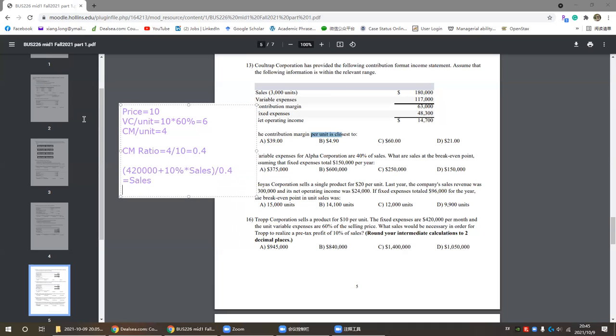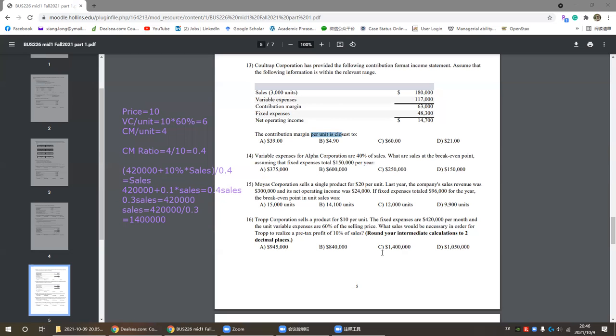So we can move the 0.4 from the left side to the right side. What we have is 420,000 plus 0.1 times sales is equal to 0.4 sales. So 0.3 sales will be equal to 420,000. Sales will be equal to 420,000 divided by 0.3. So the answer will be equal to 140,000. So the answer will be C in this case.